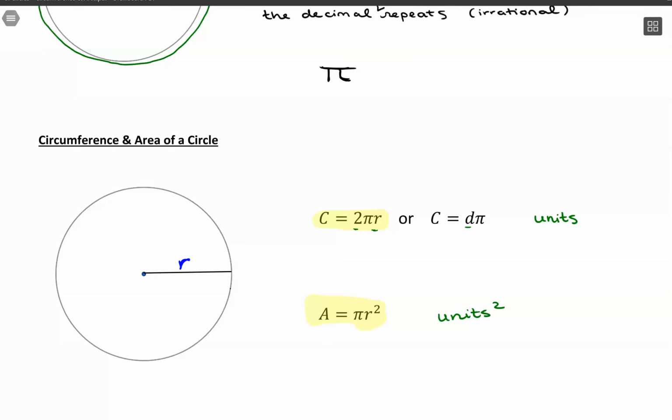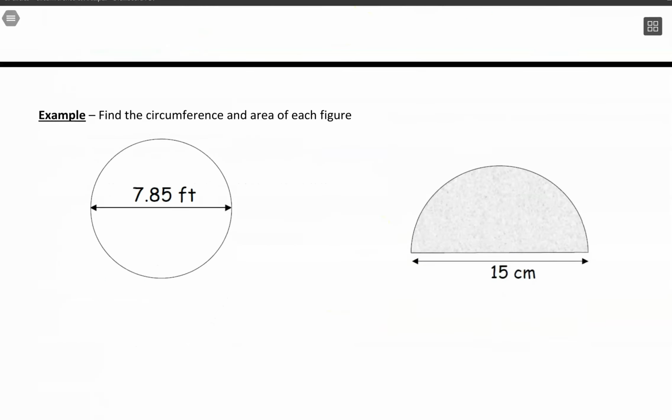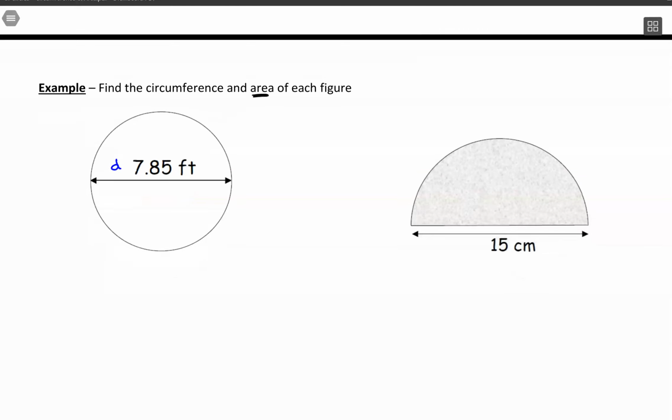All right, so let's try out these formulas. With this first one, say they're giving us the diameter. So that would be our diameter, but especially if they're asking us to find area, you're going to want to have your radius. So I'm just going to take that 7.85 divided by 2. So we have this radius of 3.925 feet.